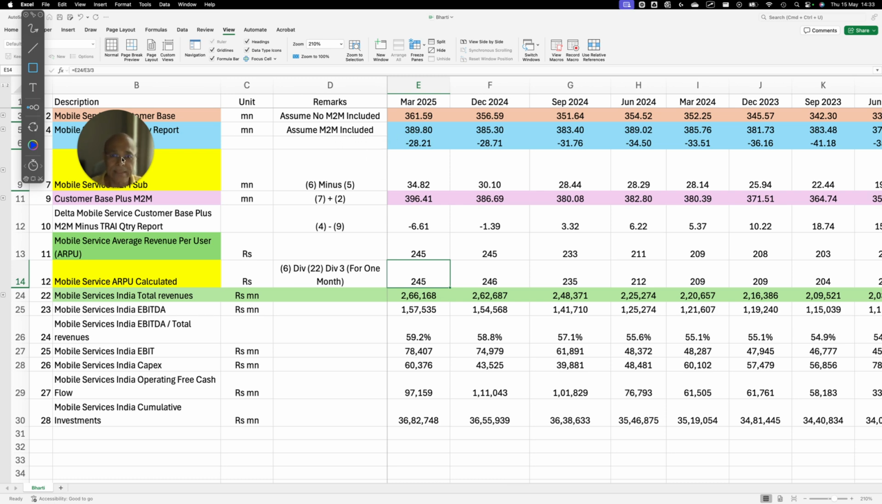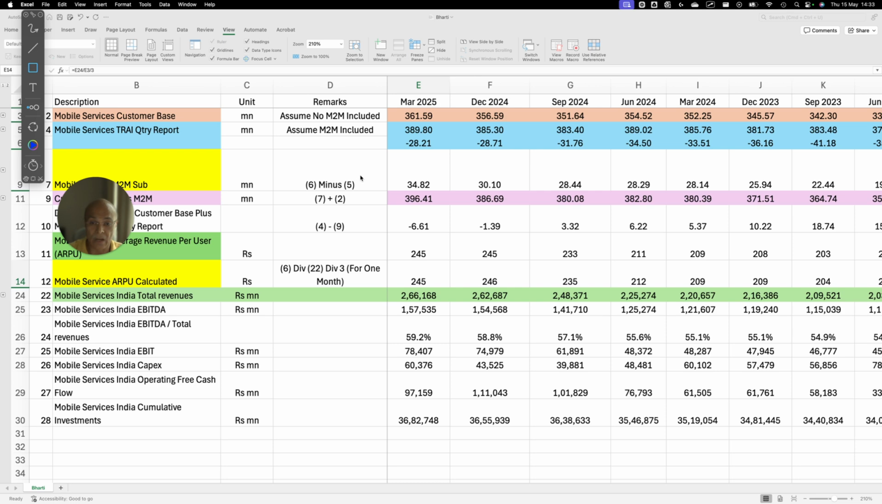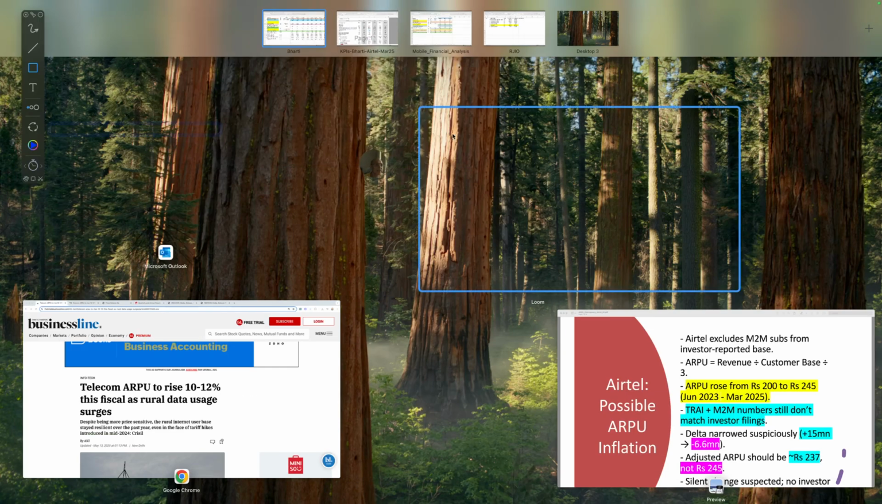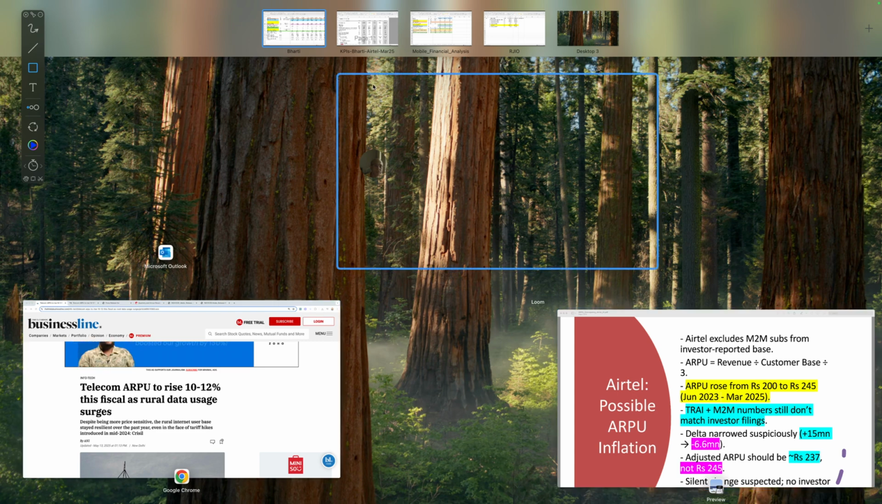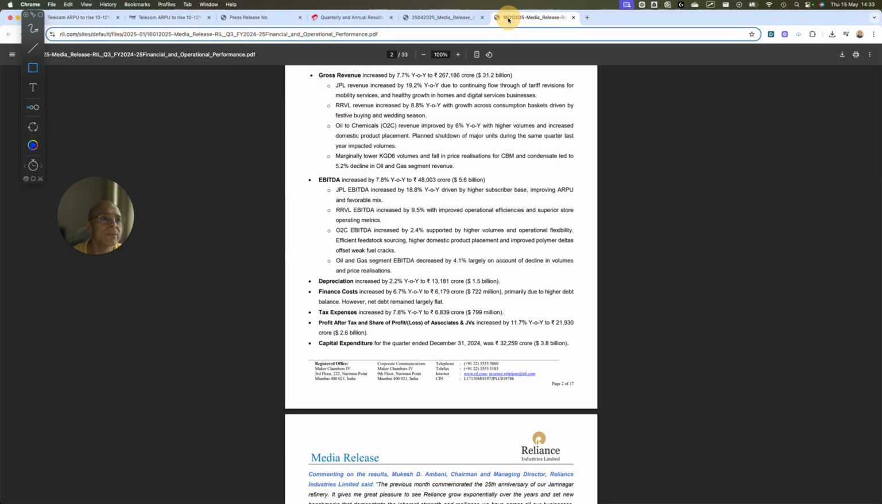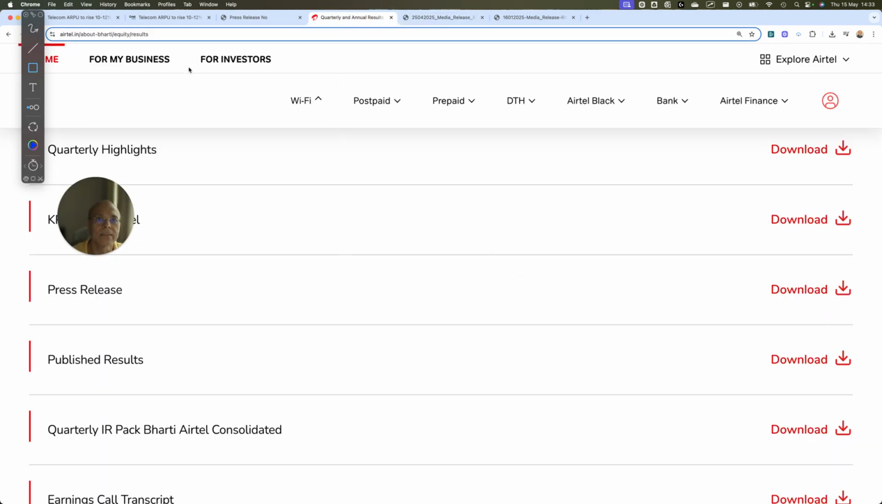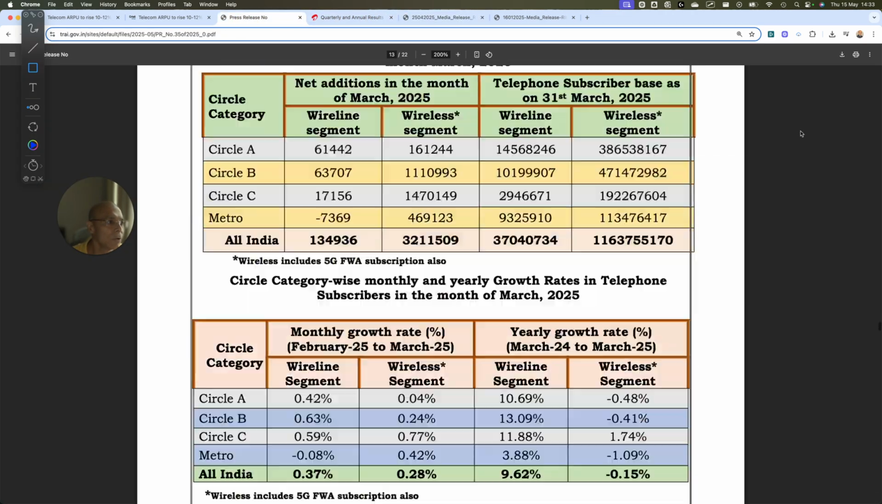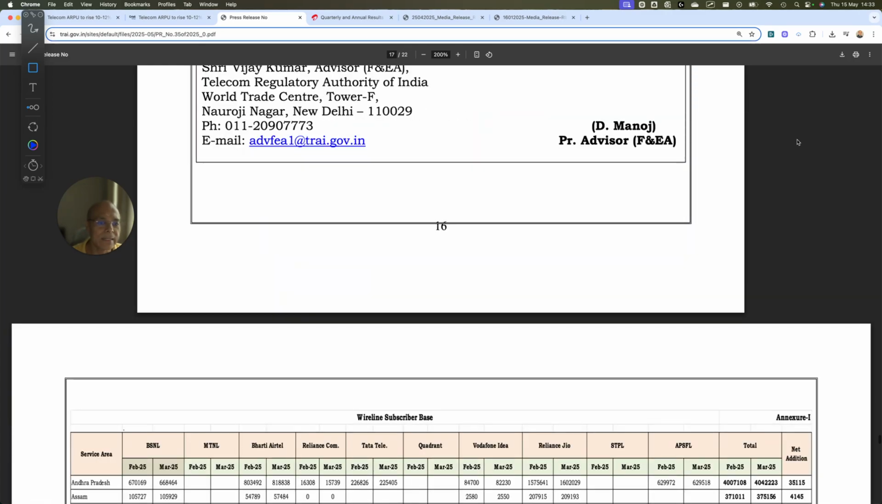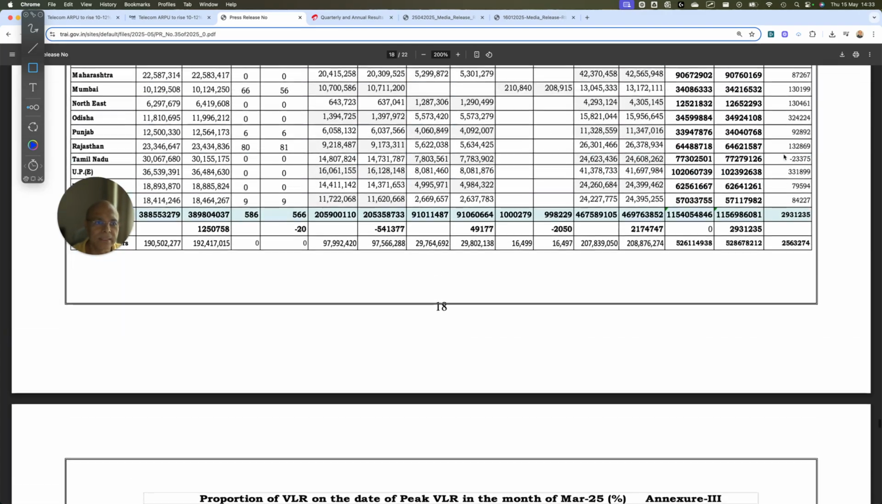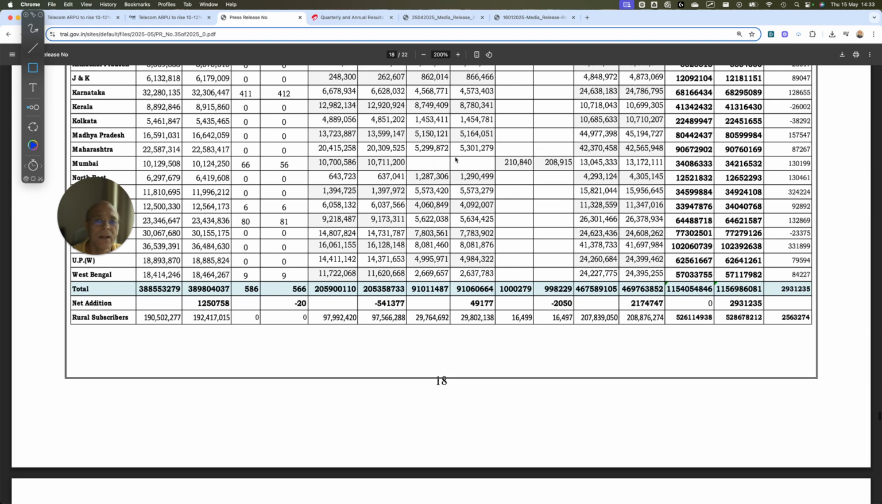Now, there is one more reporting which Airtel does, which is to TRAI, right? Where is the reporting Airtel does to TRAI? So if I go to the TRAI report, I'm going to show you. TRAI's press release. I'll go down below and you'll see that these are the two annexures. I'm not interested in wireline. I am interested in wireless.